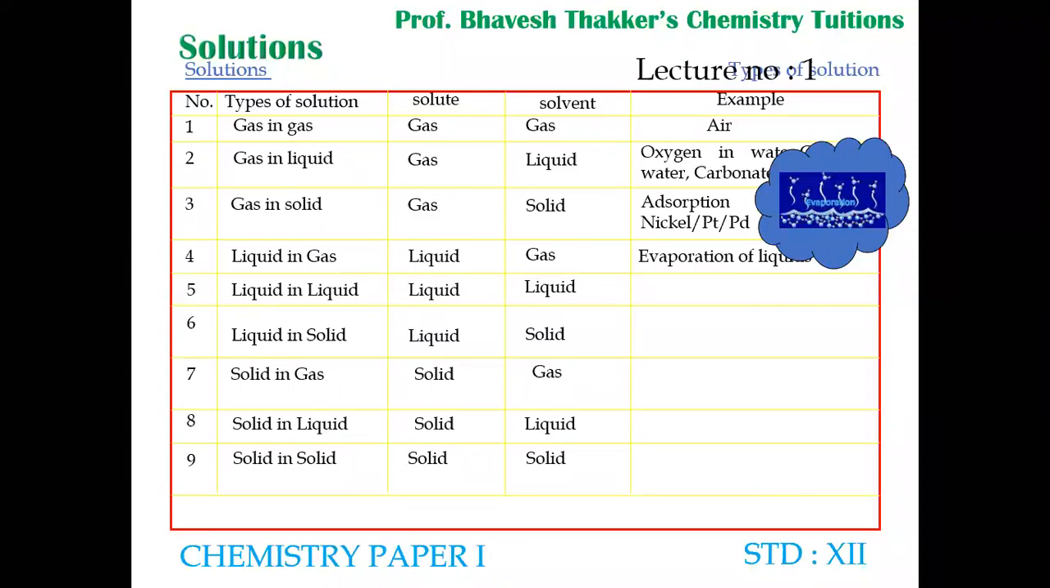Come on, anybody. Liquid in liquid type of solution example. Alcohol in water or organic solvent. Oil in water. Bashar, oil in water is not a solution. A solution, I told you, is a homogeneous mixture. Oil and water are not miscible. When two liquids do not dissolve in each other, we say they are immiscible.